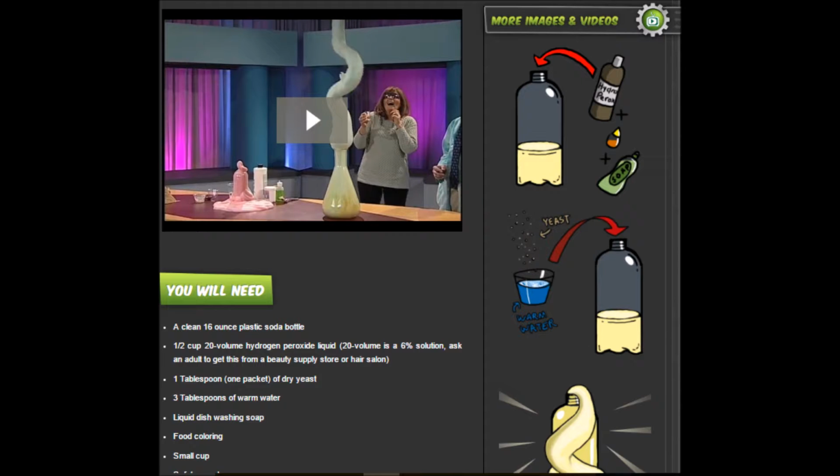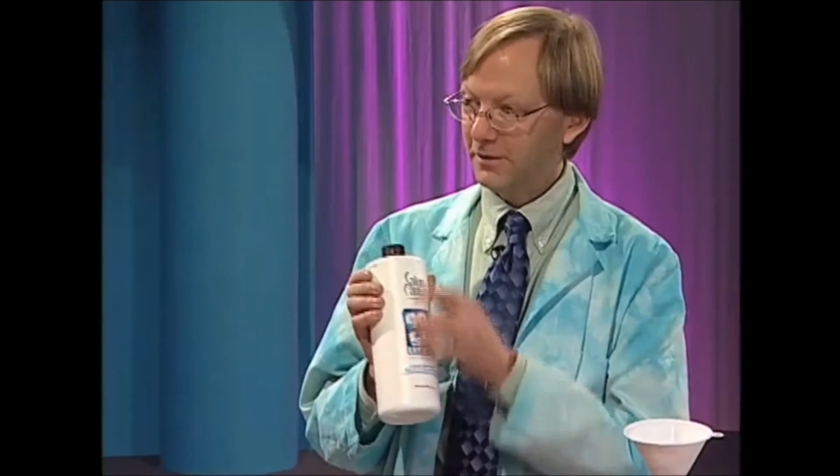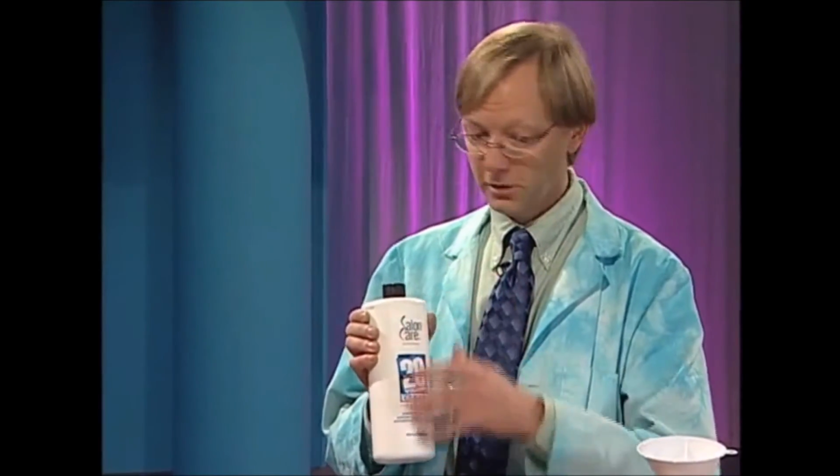On the website, it is clear that the directed audience is kids, as chemicals such as 6% hydrogen peroxide and yeast are used, which are easy to acquire and also safe to use. First, we've got, this is actually a hair care product. It's 20 volume hydrogen peroxide, but it's a little stronger than what you might find in the drugstore.